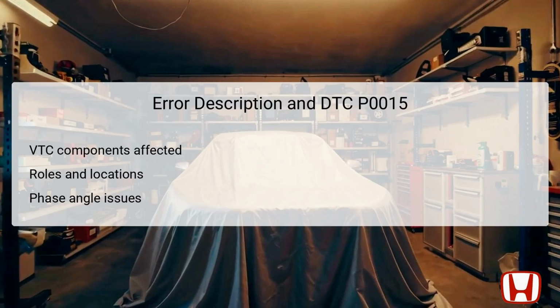The DTC P0015 refers specifically to the Variable Valve Timing B system, indicating that the phase angle of the exhaust camshaft is excessively retarded based on the PCM's expectations. Key components involved include the VTC Oil Control Solenoid Valve B and the VTC Actuator B. The VTC Oil Control Solenoid Valve B is responsible for regulating oil flow to the actuator, which adjusts the camshaft timing to optimize engine performance.